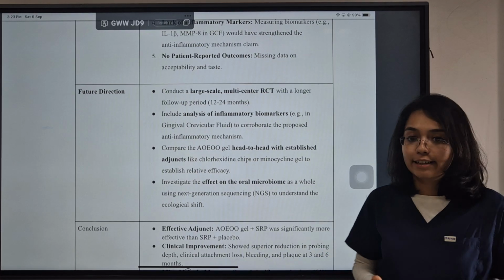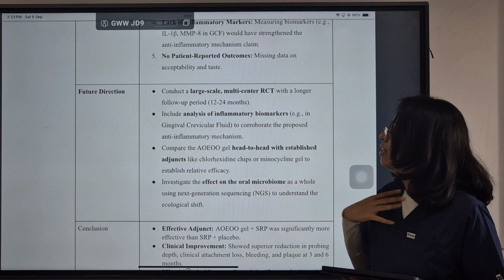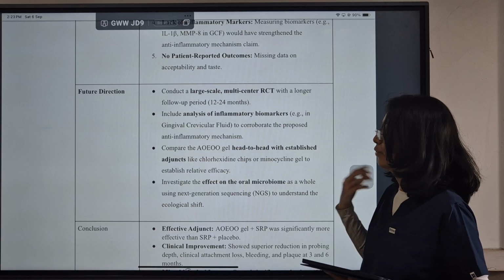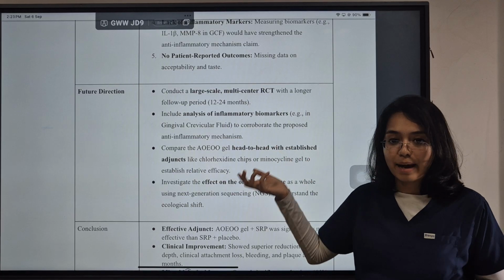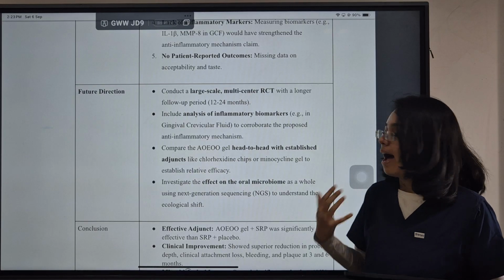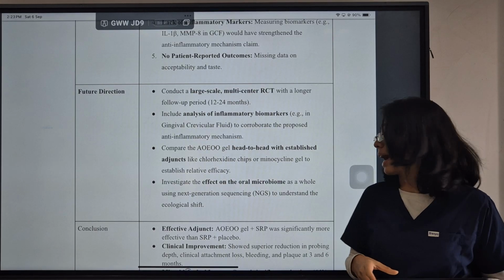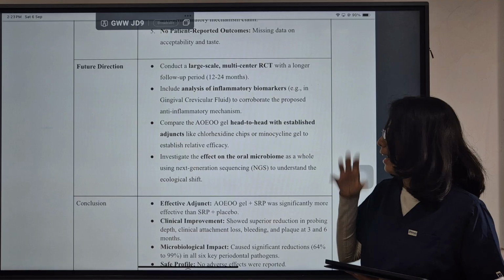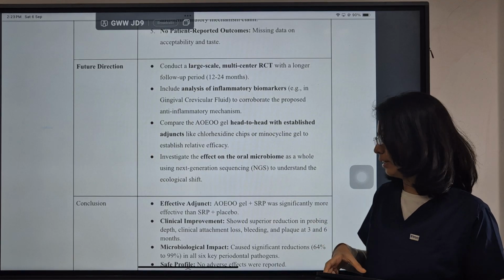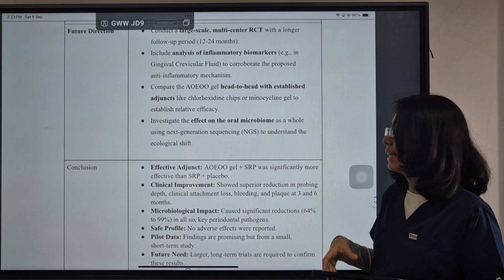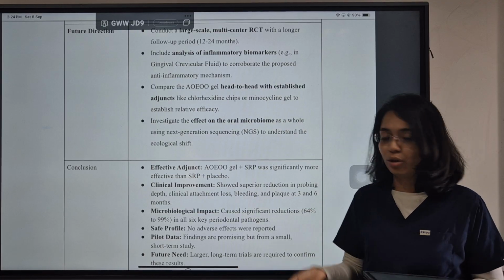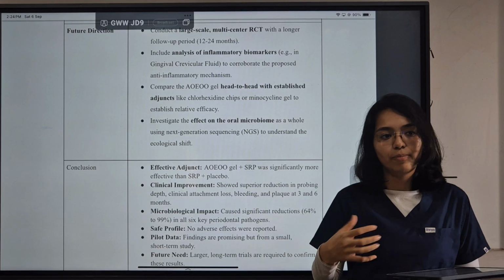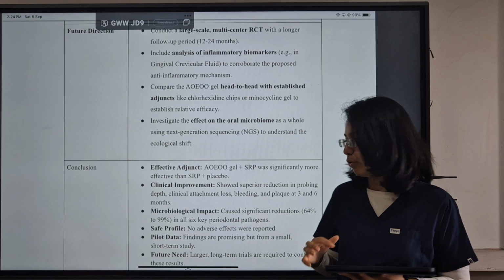In the future, they can conduct a large-scale multicenter RCT which has a longer follow-up period, like 1 year or 2 years. They can include analysis of inflammatory biomarkers like interleukins and matrix metalloproteinases to corroborate the proposed anti-inflammatory mechanism. They can compare this ozonated gel head-to-head with established adjuncts already in the market. And they can investigate the effect on the oral microbiome as a whole using next-generation sequencing, from which we can study the ecological shift that is happening.